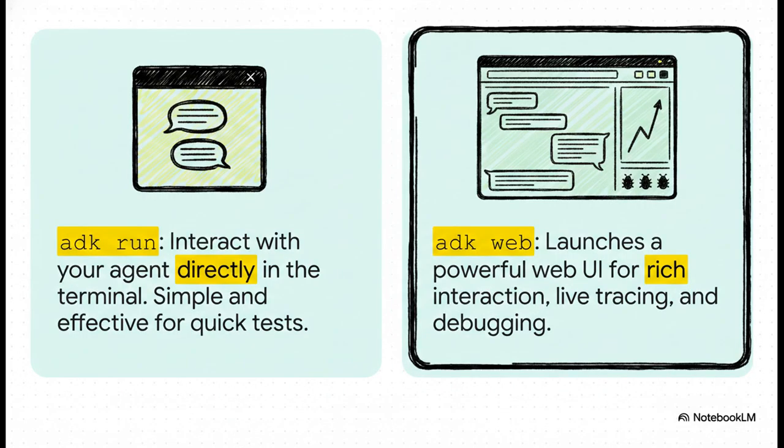And when it comes to testing, you've got amazing options. The adk run command is perfect for quick, simple checks right in your terminal. But adk web? Oh, this is the game changer. It spins up a full-blown local web interface. Yeah, you get a chat window, but you can also see every single step of the agent's thought process, debug events, and manage conversations. It's like having an X-ray into your agent's brain.